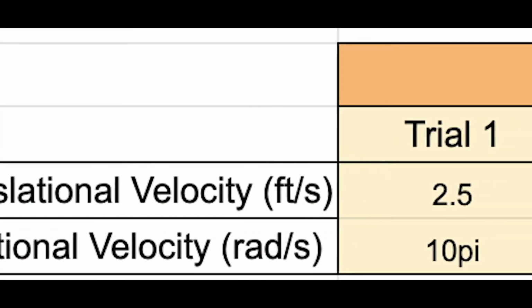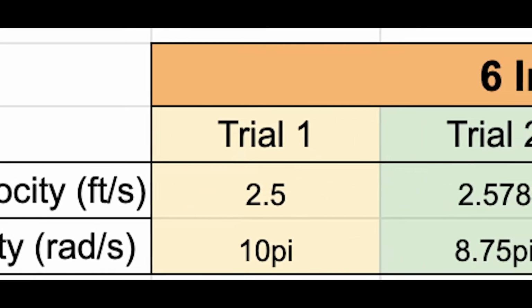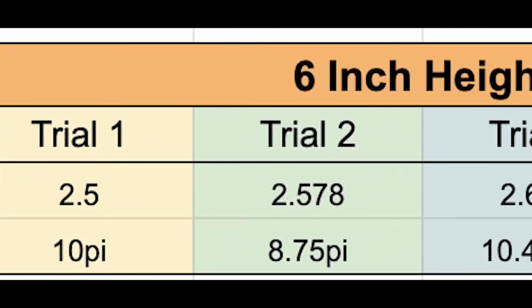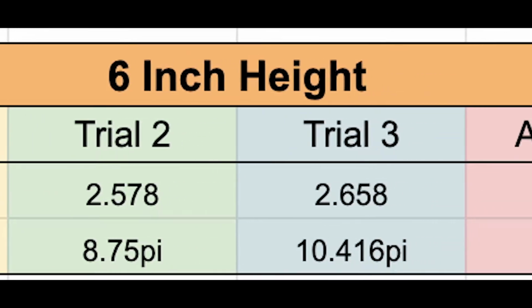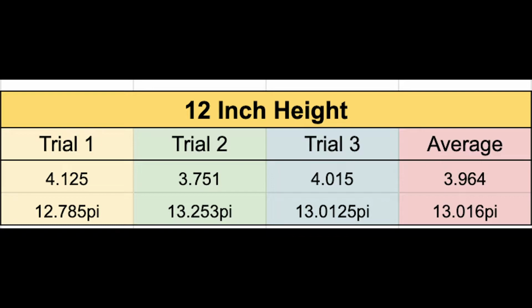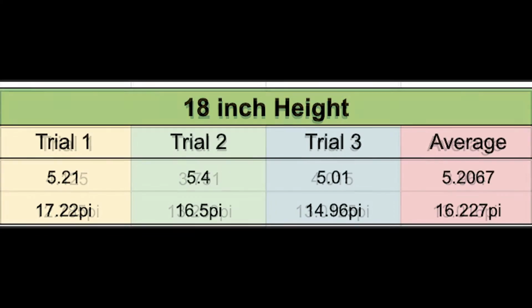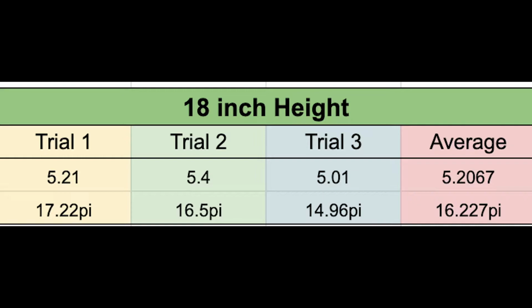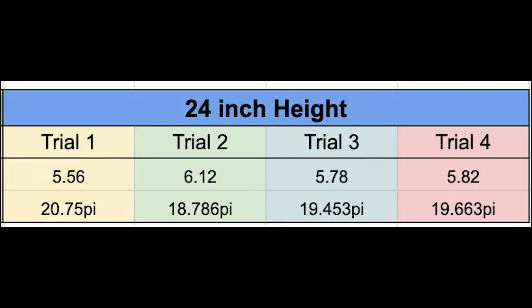Here is the 6-inch data table. We repeated this dimensional analysis for each angular velocity and translational velocity data point that you can see in the data tables. Here is the 12-inch data table. Here is the 18-inch data table. Here is the 24-inch data table.